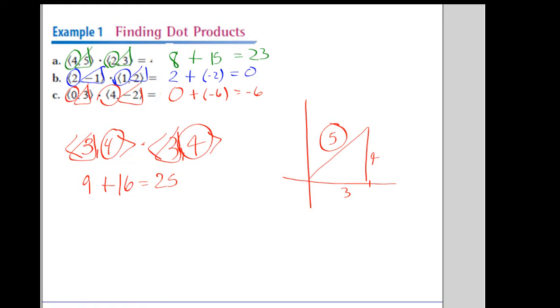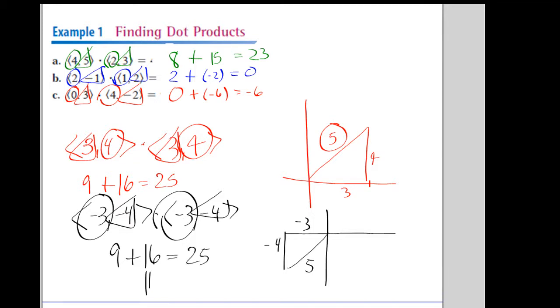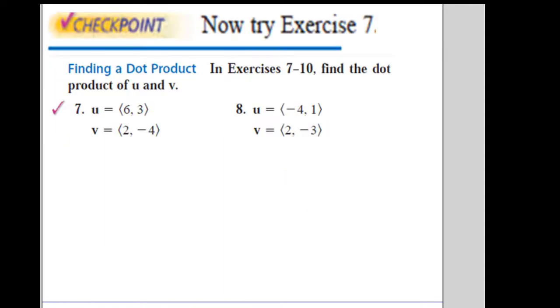Now what if instead it were, I don't know, -3, -4, dot -3, -4. So we'd be in the third quadrant, -3, -4. The magnitude would still be 5, but when we dot these, there's +9, +16, we get 25, which is the magnitude of this vector squared. All right, go ahead and try exercise 7 in your notes now. Check your answer in the back of the book. Come back when you're done.